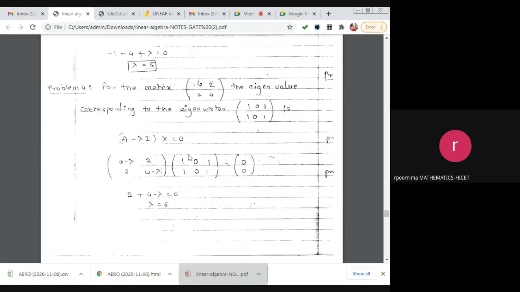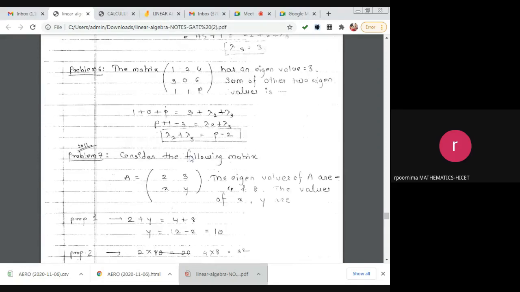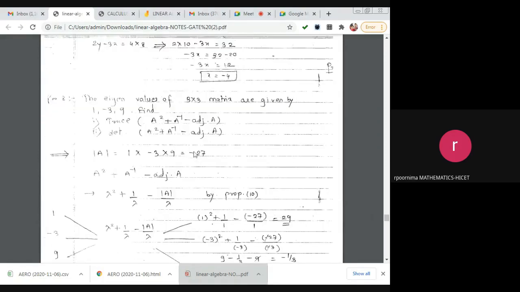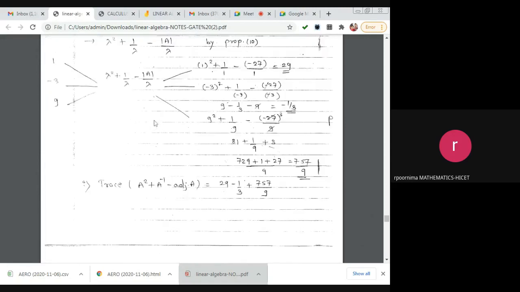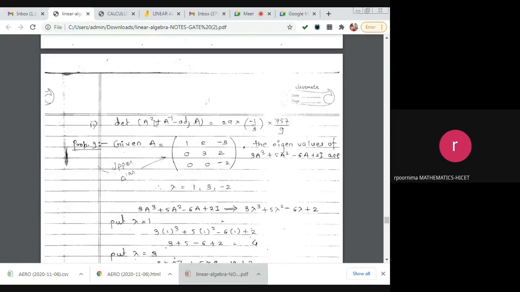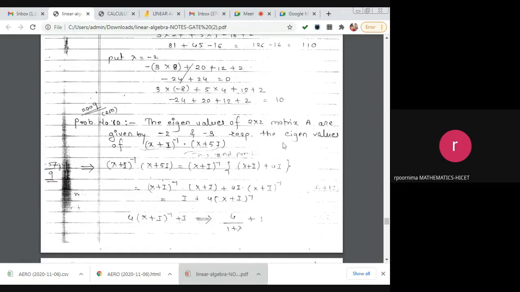This is the only prescribed method to find the eigenvalues and eigenvectors. The remaining you have studied already. There is nothing new to you. Everything you have studied about eigenvalues and eigenvectors.